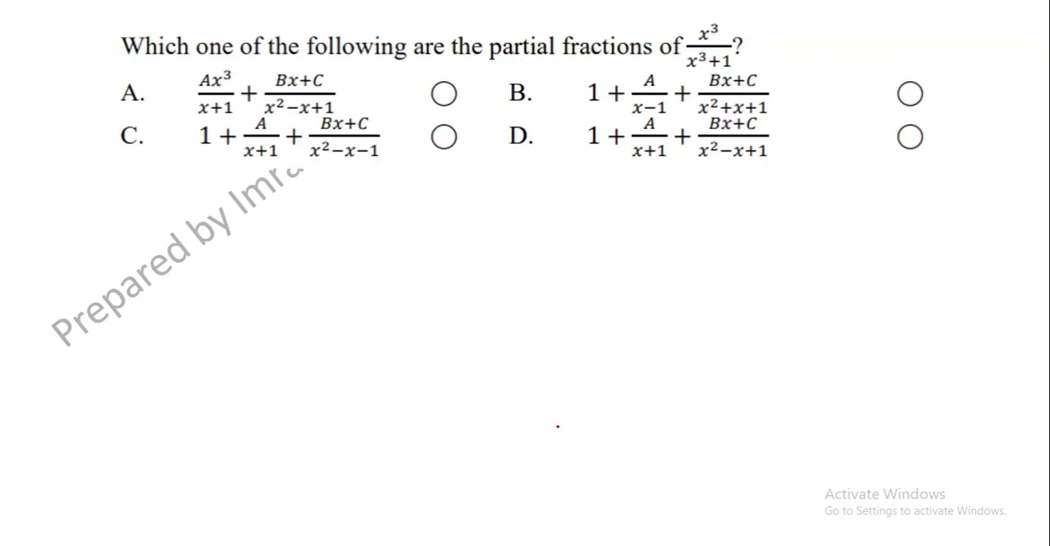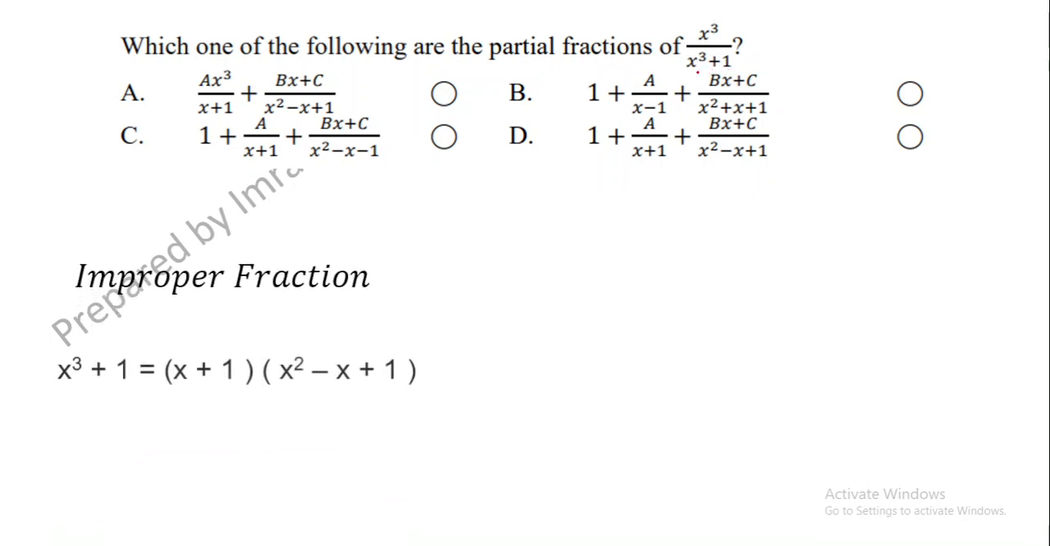The next part says, which one of the following are the partial fractions. Now here the important thing is the rule of partial fractions: first of all you have to check whether this is a proper or improper fraction, because the 3 and 3 are the highest powers. It means this is my improper fraction, and the result will be 1 plus something, a cube plus b cube.